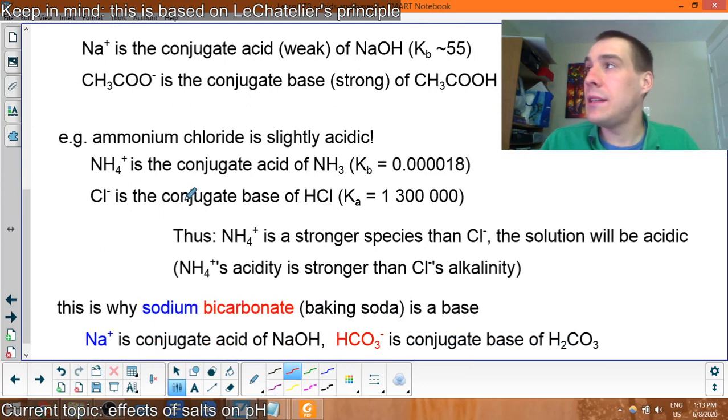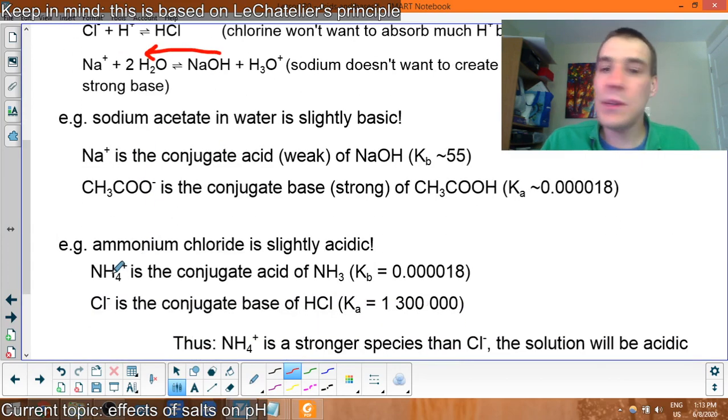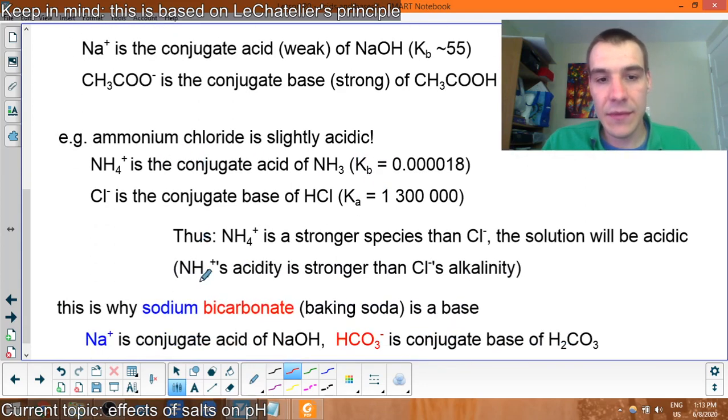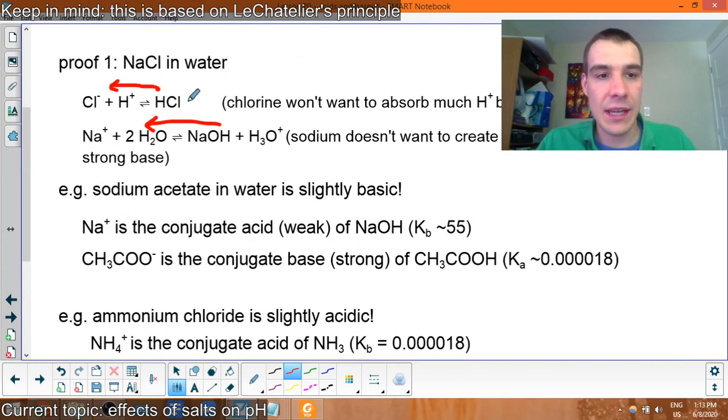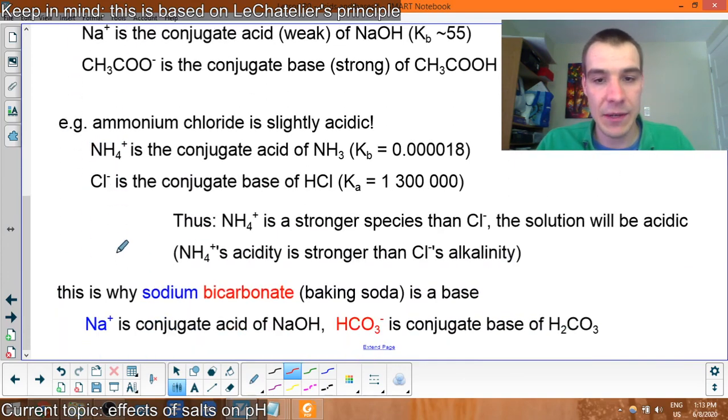Ammonium chloride's the opposite example. Chlorine is a very, very terrible base, right? We've talked about that. Chlorine does not want to pull in hydrogens from water. But ammonium can give up its hydrogen relatively easily because it's the conjugate acid of a weak base. And so NH4 plus, ammonium, is a decent-ish acid. It's nowhere near as good as HCl, which will fully dissociate, but the NH4 will dissociate somewhat.